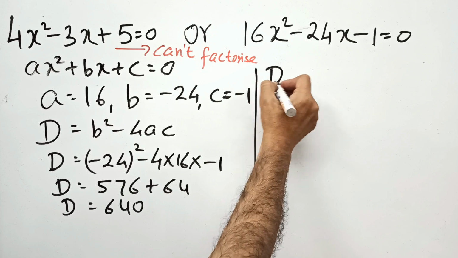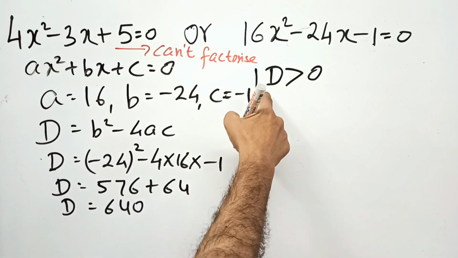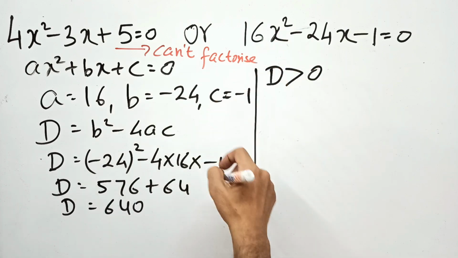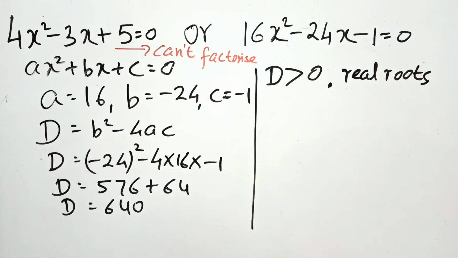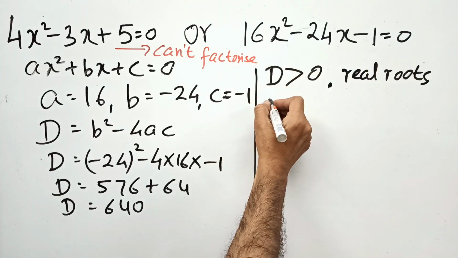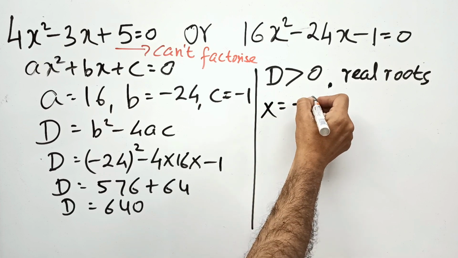Here D is greater than 0. It is a positive value, 640. So greater than 0 means it can be factorized. There are real roots. If real roots are possible, let us find the roots, means factorize with the help of the quadratic formula.